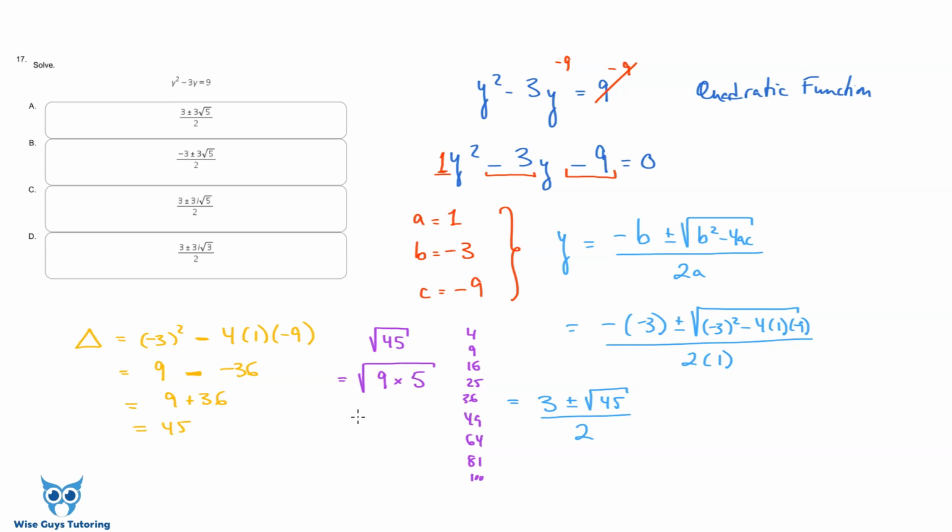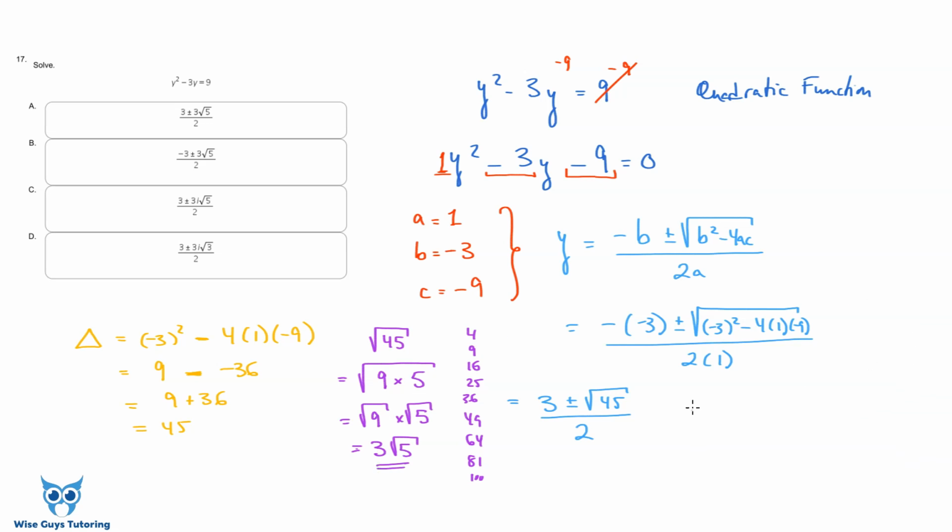Now that I've broken it up into a product, I can break it up into separate roots. This is all legal, okay? Square root of 9 can be simplified into 3 times square root of 5. So actually square root of 45 can be replaced by this.